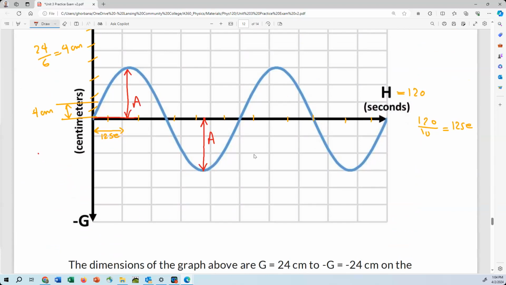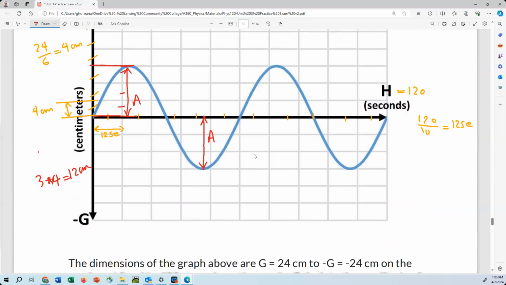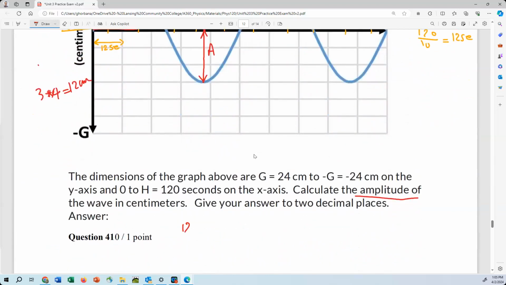So how many units is it? It is 1, 2, 3. So it's from here to here. 3 times 4 is going to be 12 centimeters. So you can just write 12.00 centimeters. This is going to be the amplitude.